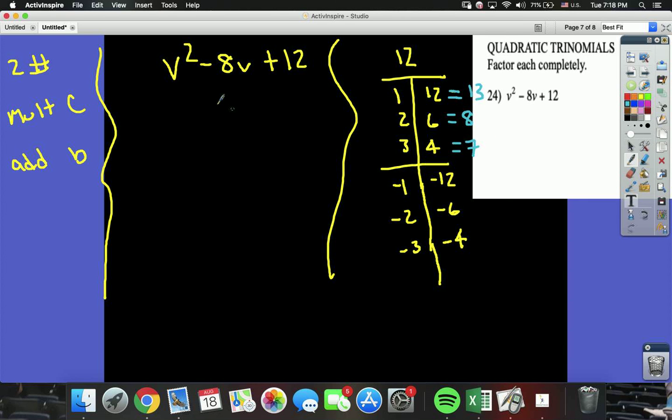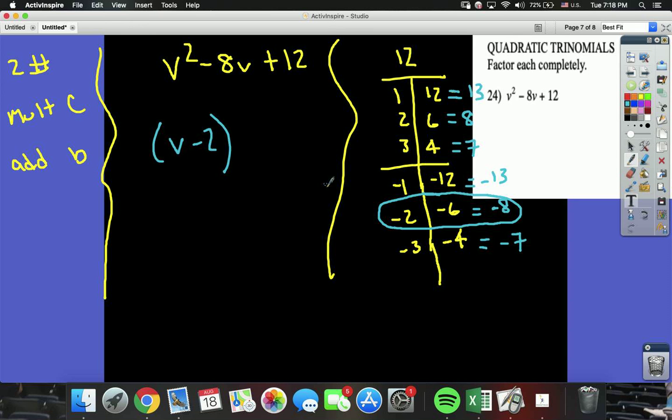I want a -8. So now I'm going to go down here. -1 plus -12, that's -13. -2 plus -6, that's -8. That's what I want. And -3 plus -4, that's -7. So the one that I want is this right here, and we're going to use these two numbers. All I'm going to do is say v, not x anymore, we're working with v. V minus 2, because this is negative 2 right here, and v minus 6, because I grabbed a negative 6 over here.